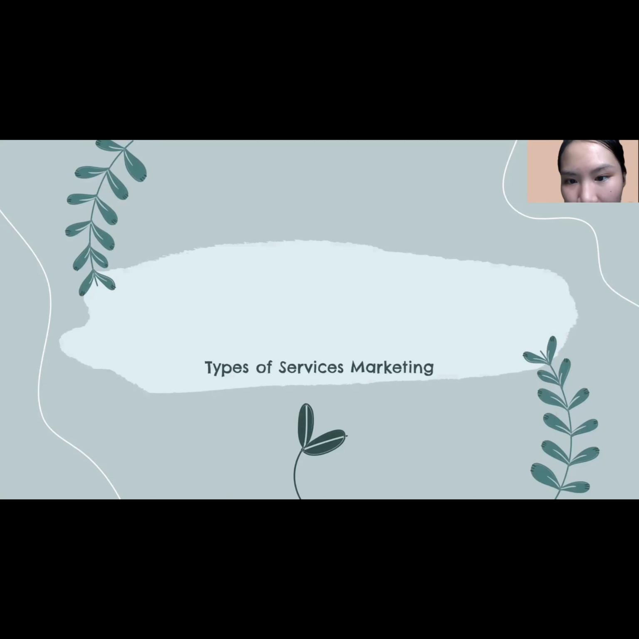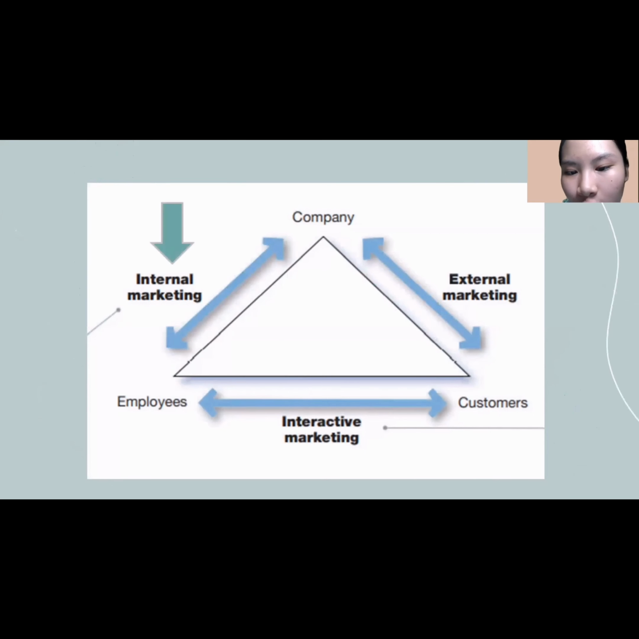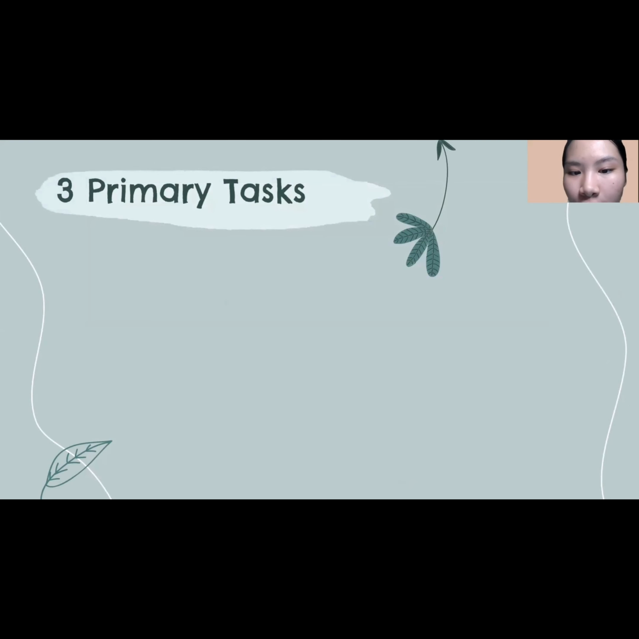Unlike manufacturing enterprises, in addition to traditional marketing employing the 4Ps, services marketing necessitates internal and interactive marketing. Internal marketing refers to the process of orienting and motivating a service firm's client-facing employees and supporting service personnel to work together as a team to provide customer pleasure. Furthermore, interactive marketing implies that the quality of the buyer-seller relationship during the service encounter has a significant impact on service quality. On top of that, a service organization must deal with three primary marketing tasks.